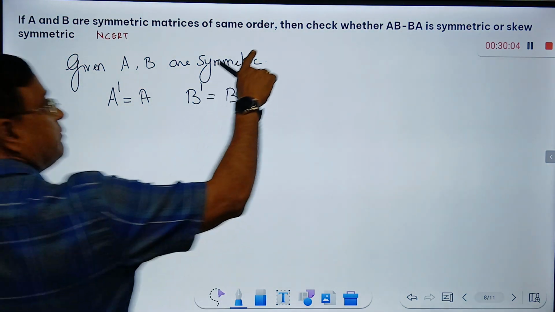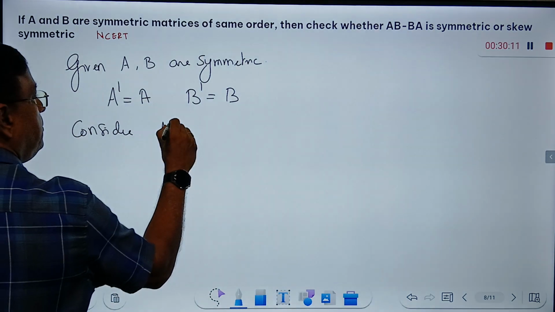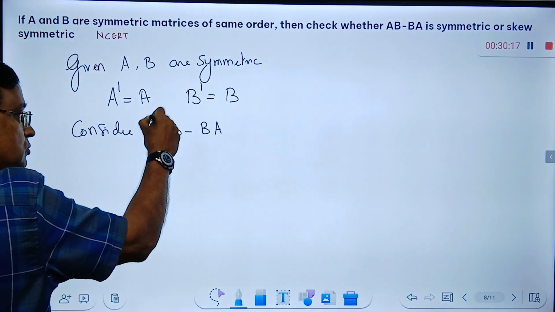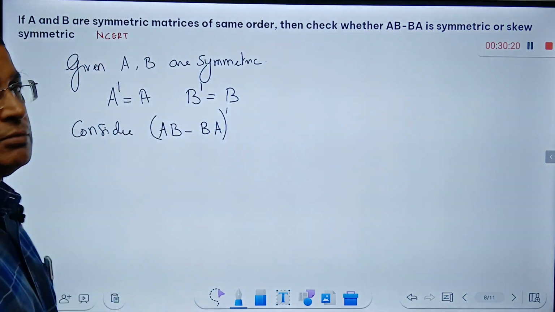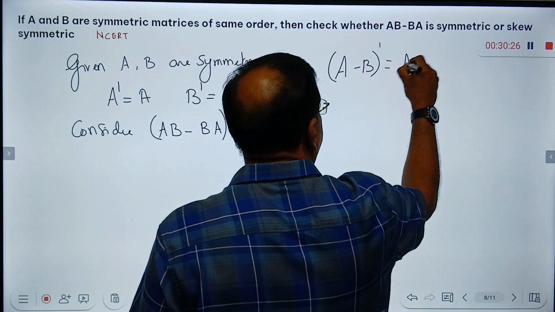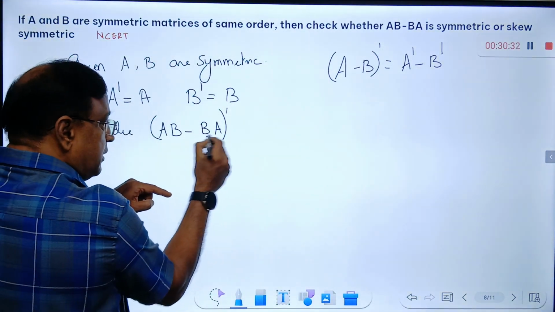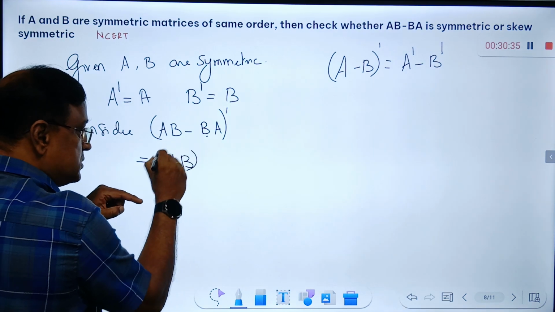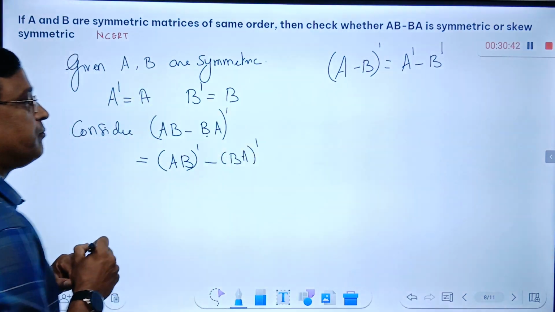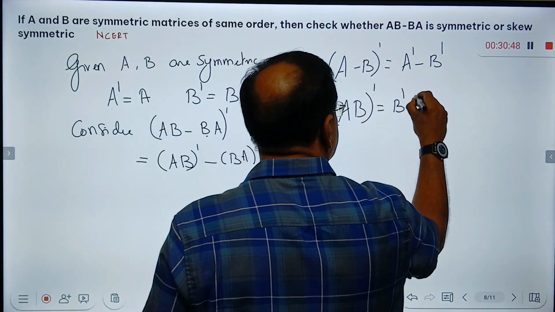Now, I want to check whether this is symmetric or skew symmetric. So I will consider AB minus BA. To check whether it is symmetric or skew symmetric, I should check by taking transpose. You all know A minus B whole transpose is A transpose minus B transpose. So look at this entire thing as A and this entire thing as B. So that is equal to, A transpose is this, A transpose minus B transpose, correct? Now you also know that AB whole transpose is B transpose into A transpose, right?